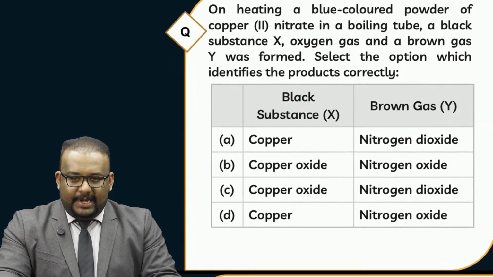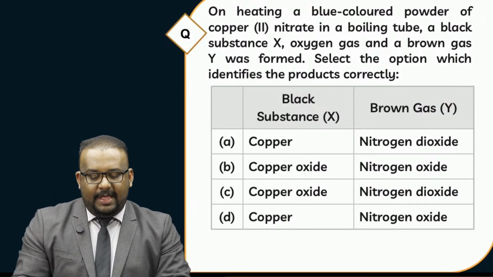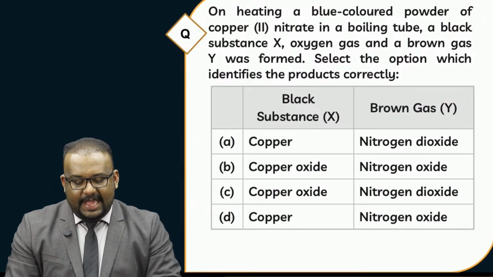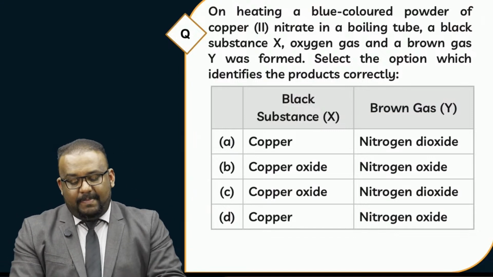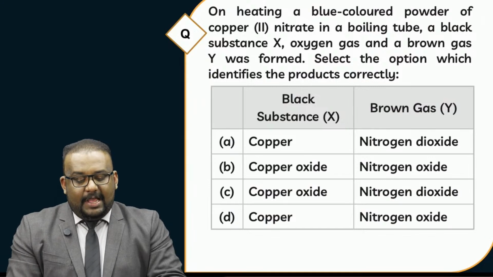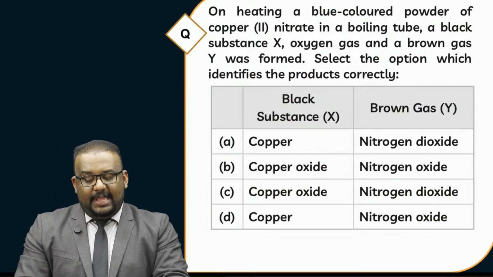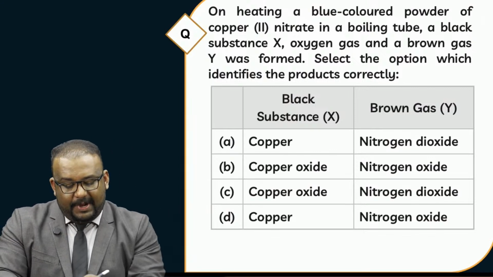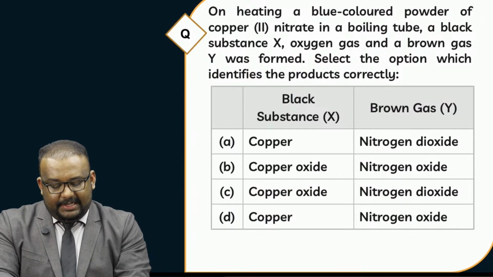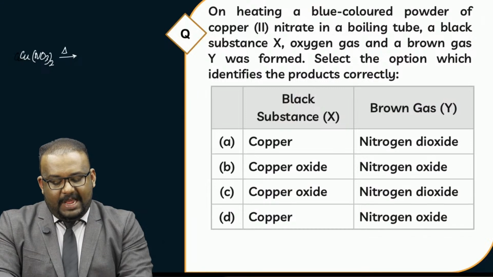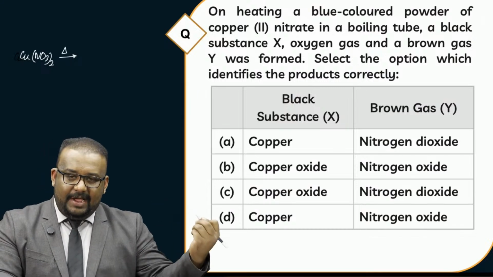Now let's move on to the next question. On heating a blue colored powder of copper nitrate in a boiling tube, a black substance X, oxygen gas, and a brown gas Y were formed. Select the option which identifies the products correctly. Here they are heating copper nitrate, which has the formula Cu(NO3)2. On heating, it produces a black substance, oxygen gas, and a brown gas.